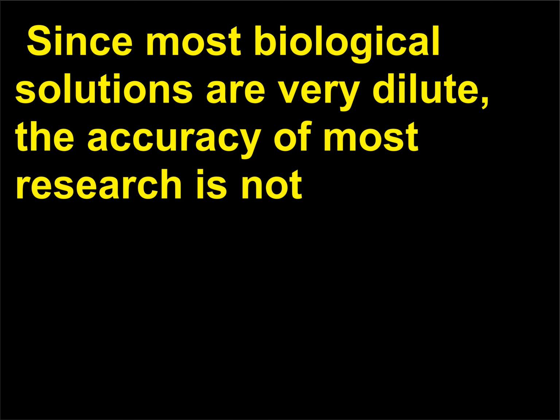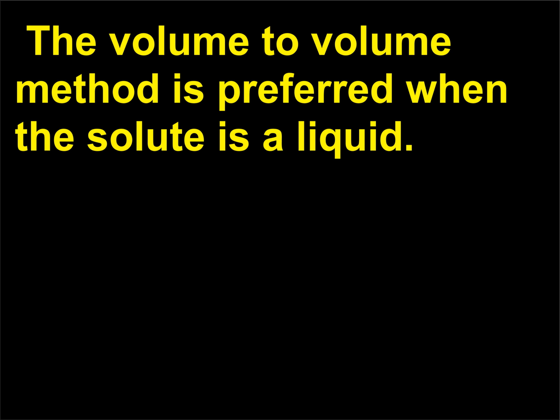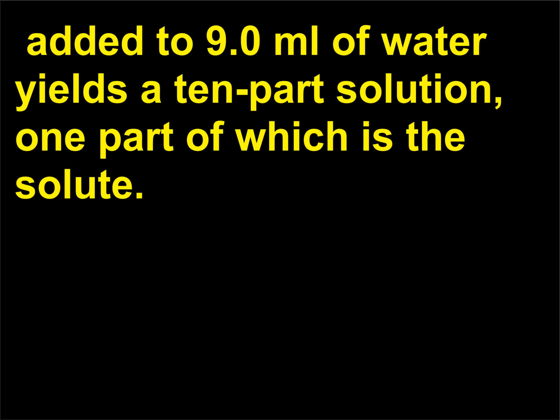Since most biological solutions are very dilute, the accuracy of most research is not affected if a previously weighed solute is dissolved in the desired volume of solvent. The volume-to-volume method is preferred when the solute is a liquid. 1 milliliter of solute, such as ethanol, added to 9.0 ml of water yields a 10-part solution, 1 part of which is the solute.